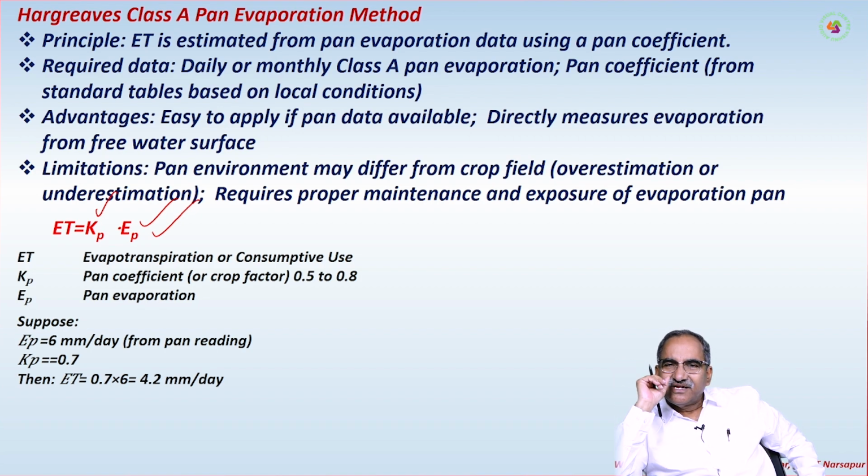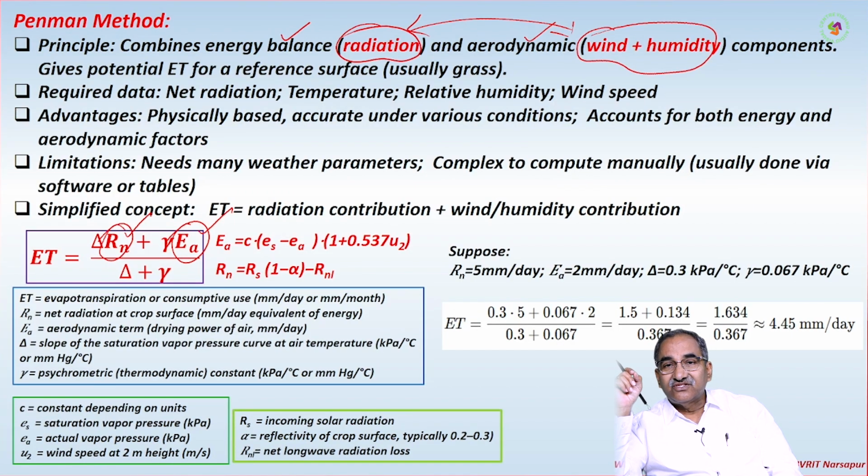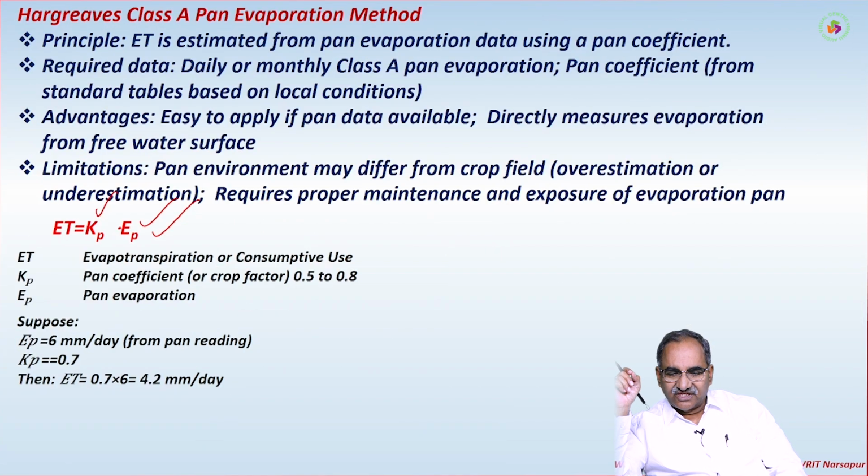Tell me the second method, Penman's method. What is important in Penman's method? Solar radiation is one point. The other point is the aerodynamic components. What do you mean by aerodynamic components? The aerodynamic components are two. Number 1 is wind velocity, which we have taken already, and the other one is humidity. So these are the two things.